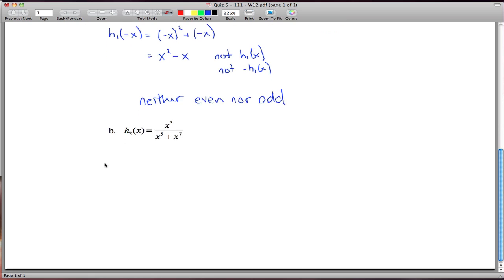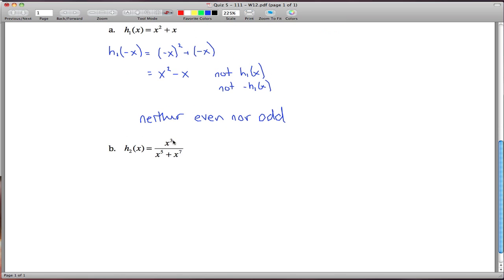This one here is a little bit tricky. You look at it and you see all the odd number exponents, you might think it's odd, but I think it turns out that it's not. It turns out to be even. The way you figure out, same idea. This right here is h2 of x, so to figure out if it's even or odd, you figure out h2 of negative x. So let's see, that's negative x cubed divided by negative x to the 5th plus negative x to the 7th.